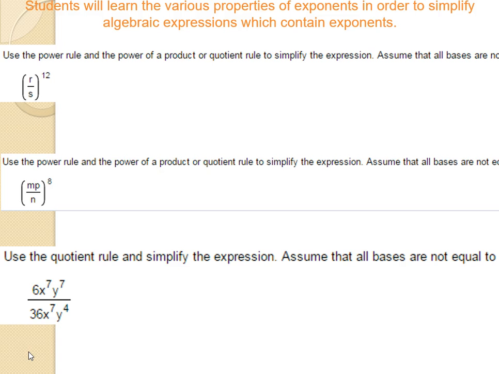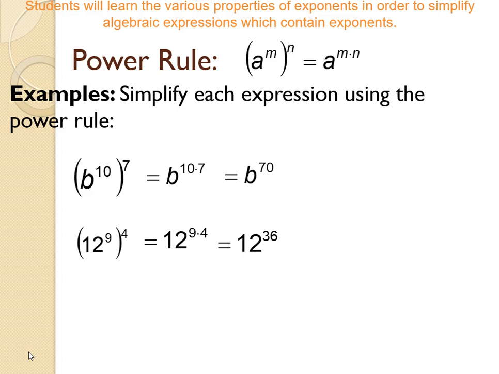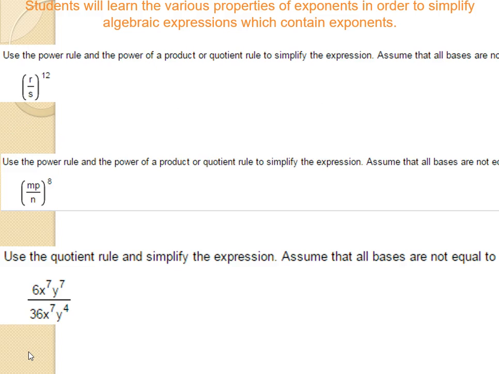This is different than if we had a coefficient and a variable, which we'll see a few moments later. And we do the product rule. So take a second and try these.